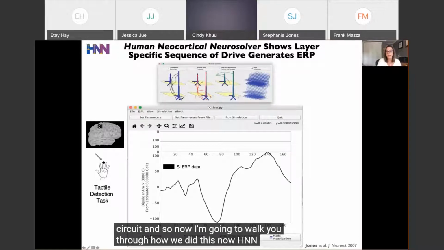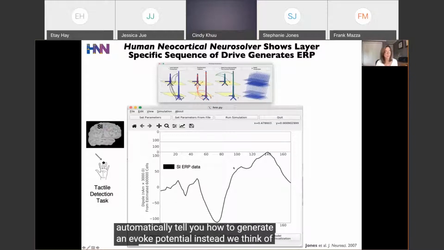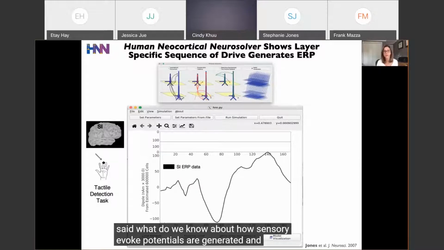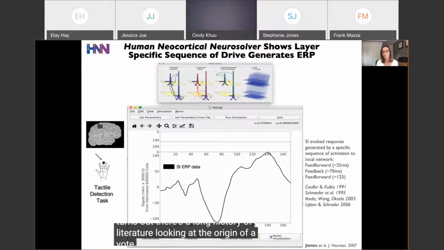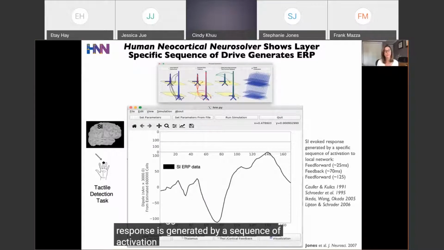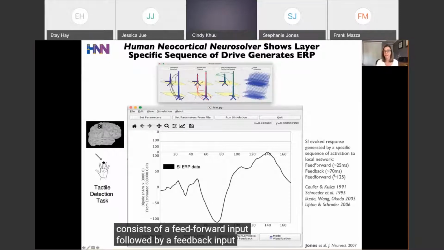Now, HNN won't automatically tell you how to generate an evoked potential. Instead, we think of HNN as a hypothesis development and testing tool. And so the first thing we did is we went to the literature and we said, what do we know about how sensory evoked potentials are generated? And it turns out there's a long history of literature looking at the origin of event-related potentials, particularly in somatosensory cortex. And what that literature suggests is that the S1 evoked response is generated by a sequence of activations to the local network that consists of a feed-forward input, followed by a feedback input, followed by a later re-emergent feed-forward.